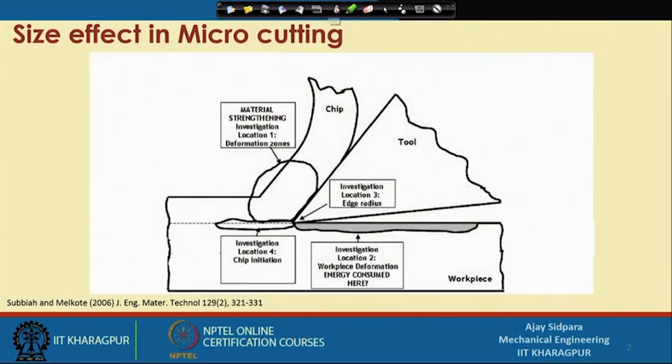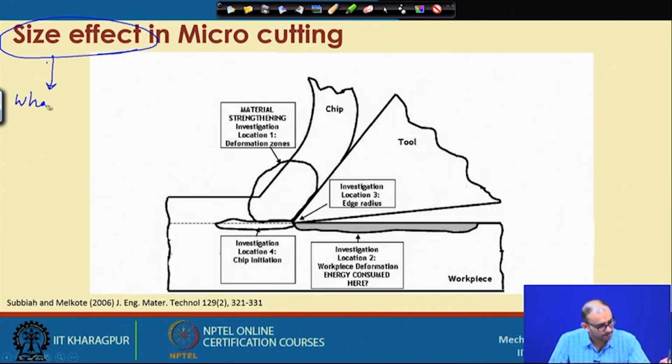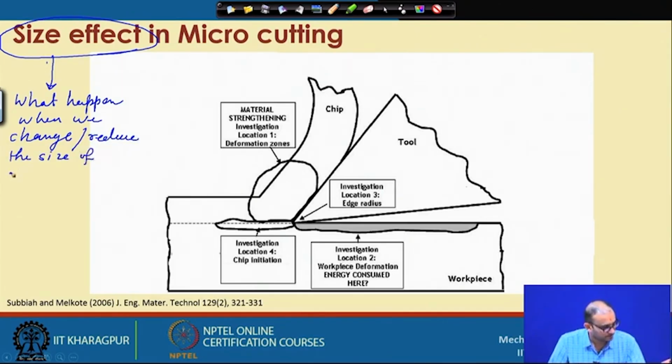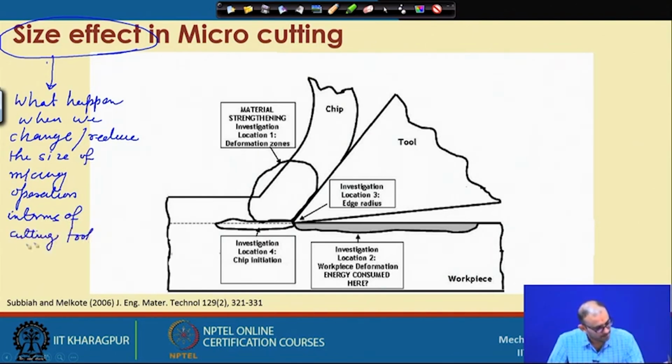This will tell you what happens when we change or reduce the size of the machining operation in terms of the cutting tool and depth of cut, right. So here we will see about that.